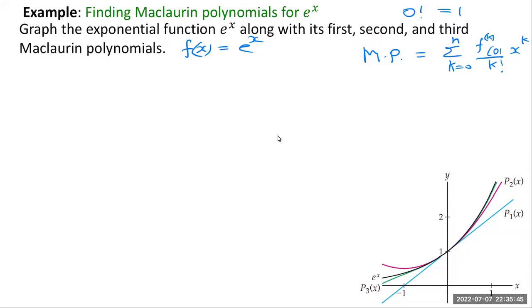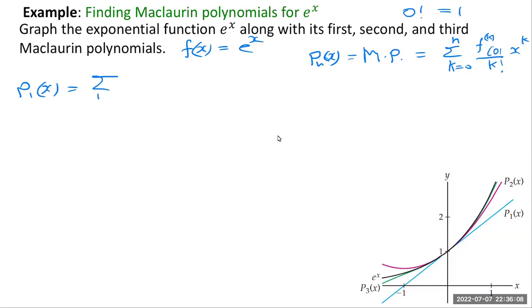Now we are asked to find the first, second, and third. Let's find the first Maclaurin polynomial. Let me denote this by P_n. It should be P_n of x, just like in the definition. So we are asked to find P_1 first. Let's find P_1. What is P_1?